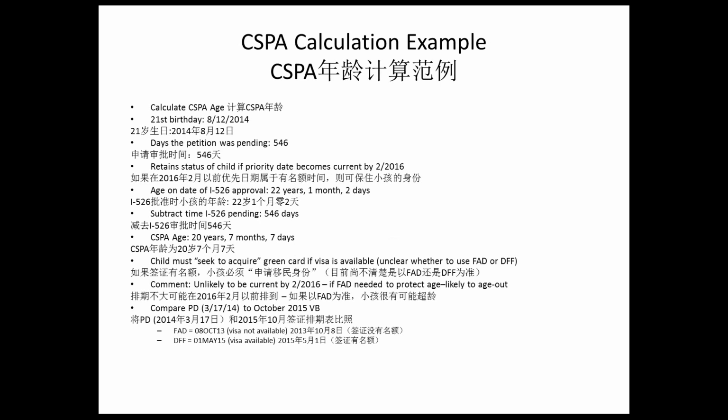So, continuing, this is the same application and we're doing the analysis of this case. This child was over 22 years old when the case was approved. But once you deduct the 546 days, the child's CSPA age is 20 years, 7 months, 7 days. So in this particular case, the child went back to being under 21.